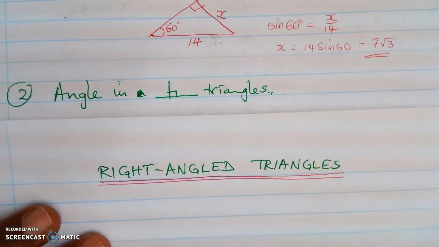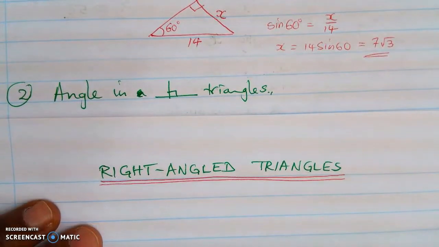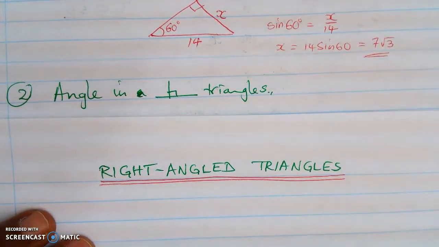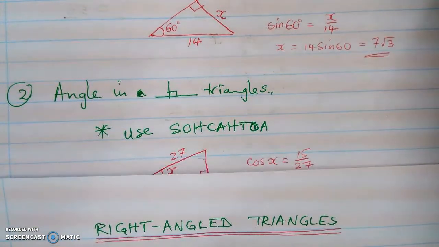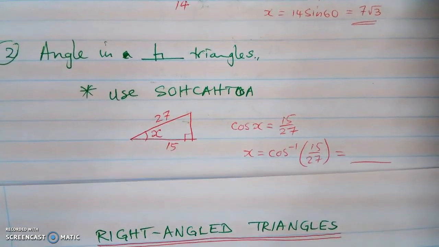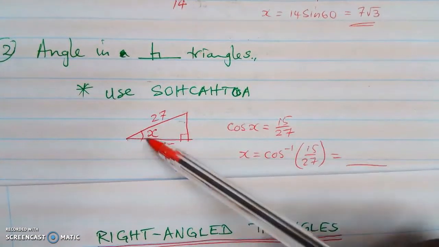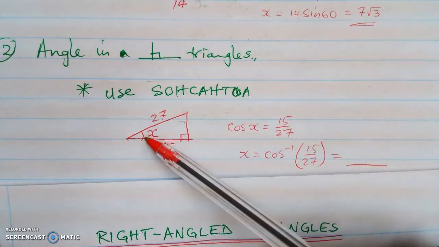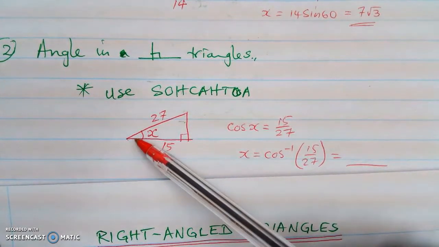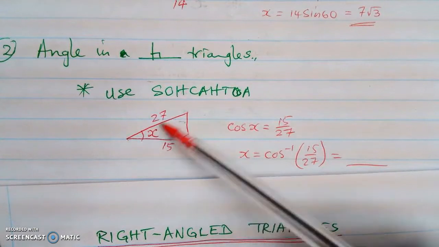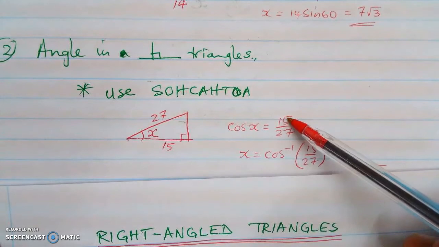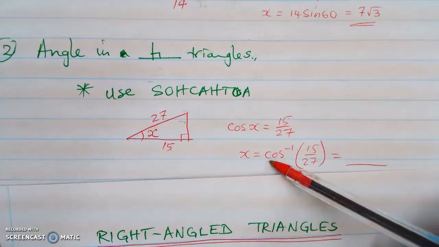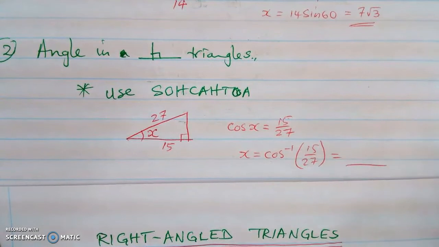Number two, if we have to calculate the angle in a right angled triangle, we can use simply SOHCAHTOA. Here's an example. We're given this length, that length, and we need to find this angle. So we check: we are given the adjacent versus the hypotenuse, so cosine is what we use. Adjacent over hypotenuse and then cos inverse. That gives us the angle, which you can find using a calculator.